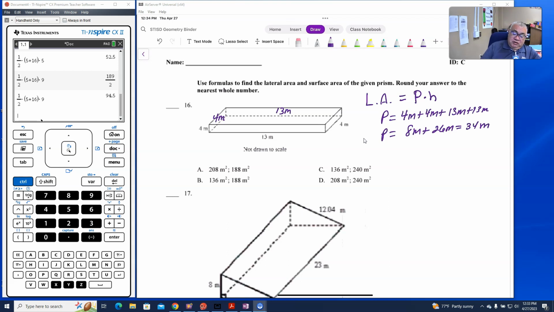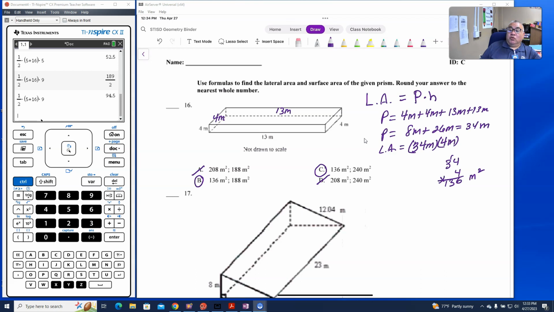Now, to find the lateral area, you have to multiply the perimeter, in this case 34 meters, times the height, which is 4 meters. So 34 times 4: 4 times 4 is 16, 4 times 3 is 12, so it's 136 meters squared. So which of these is 136 meters squared? It's actually C and B. So you're going to go ahead and cross out A and D.